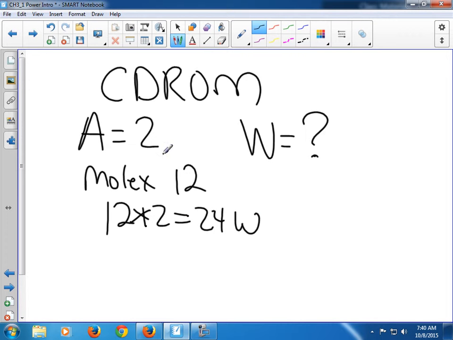Okay, and when I say that, I want you to know that when we say the amps for a specific device, that's peak amps. Obviously, a CD-ROM, when it's not spinning, isn't pulling anything, okay? But you have to calculate based on how much it could pull.